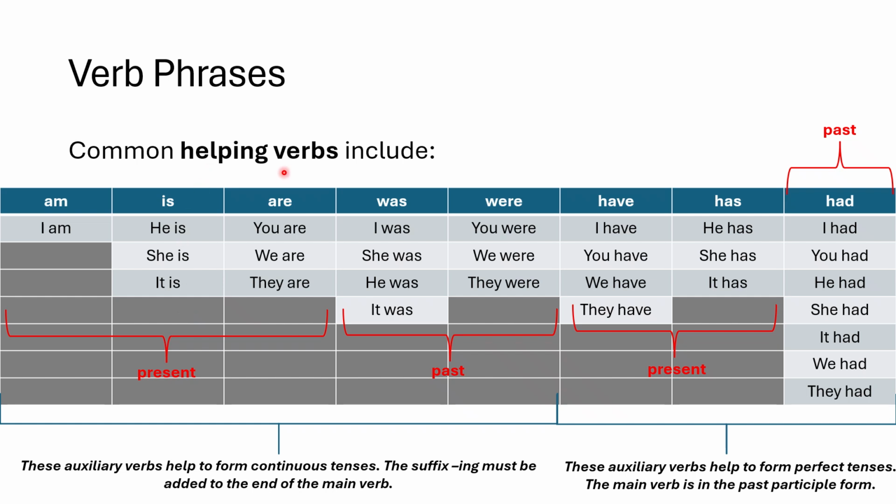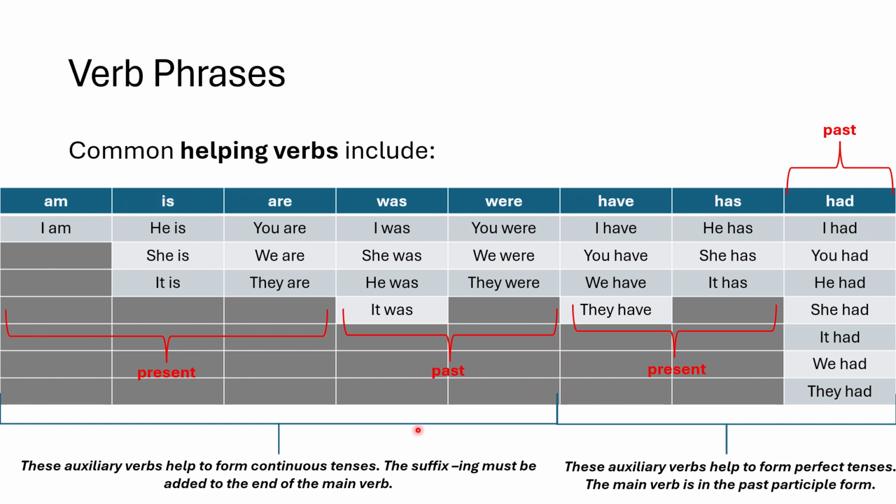Common helping verbs include am, is, are. These verbs help to form the present continuous tense. Was, were. These verbs help to form the past continuous tense. Have, has. These verbs help to form the present perfect tense. Had. This verb helps to form the past perfect tense.